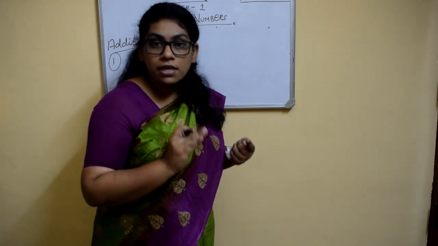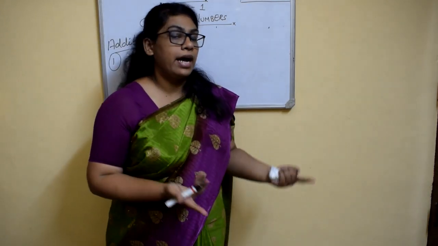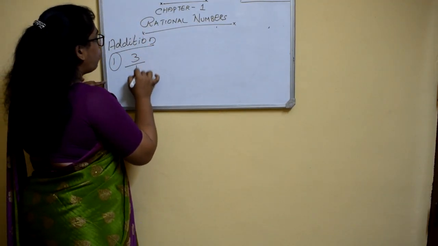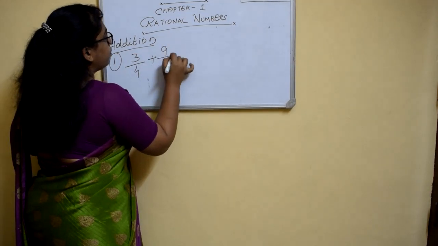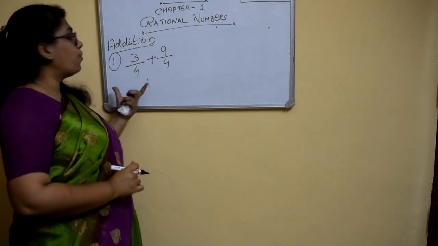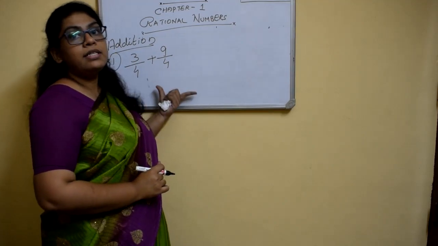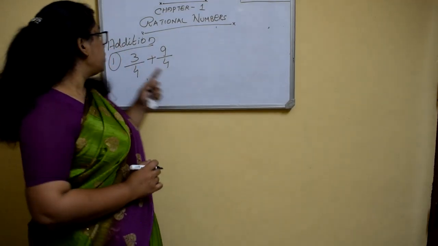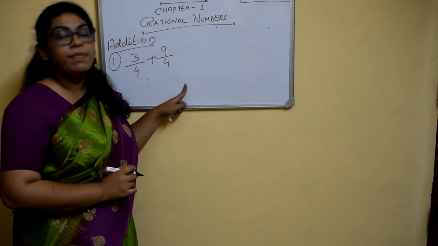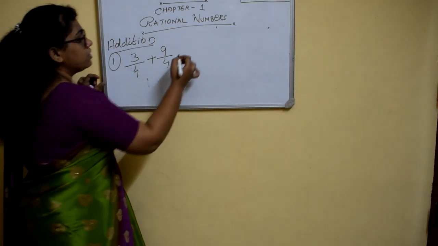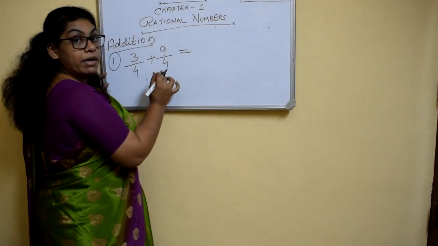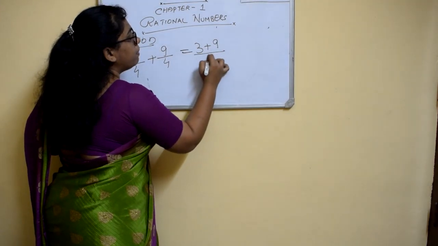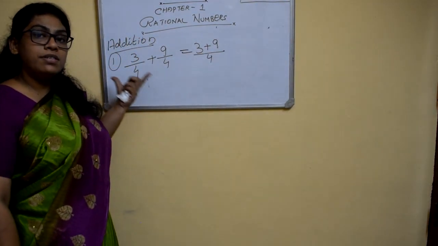If the denominators are the same, how can we add two rational numbers? Example, 3 by 4 plus 9 by 4. Here the denominators are the same, so the addition is very easy because we just add the numerators. 3 plus 9, all divided by 4. The denominator is always the same.